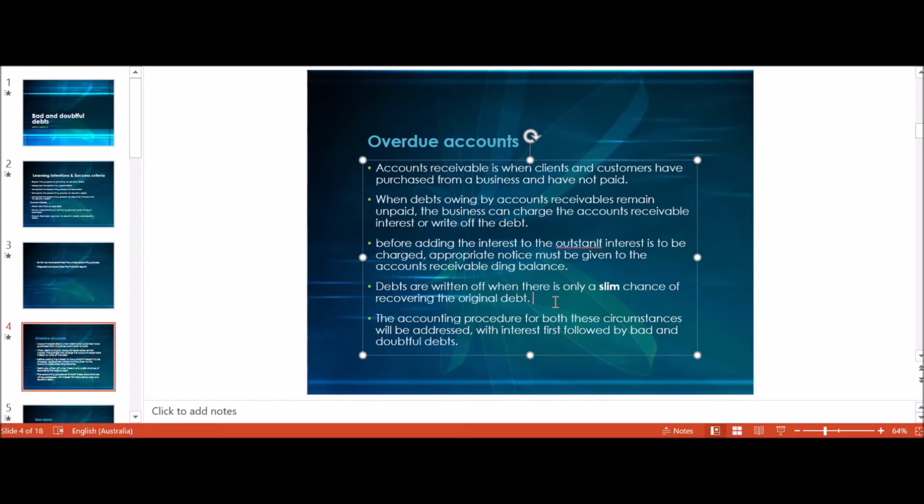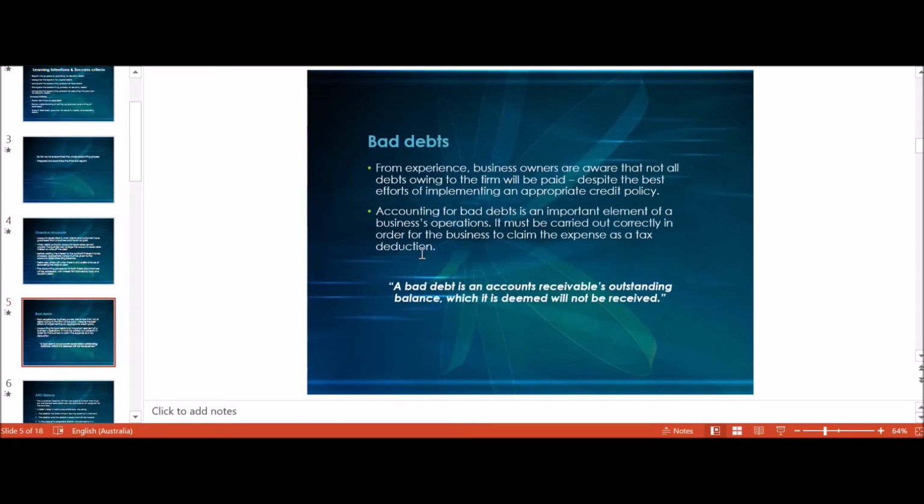Sometimes though, we need to write these off, and we only do that if there is a slim chance we're going to recover the debt. So you can have the tightest credit policy in the world, and you're still going to have a likelihood that you're going to have bad debt, because these things happen. Unfortunately, businesses do not always survive. Sometimes business owners may pass on, or other things may happen.